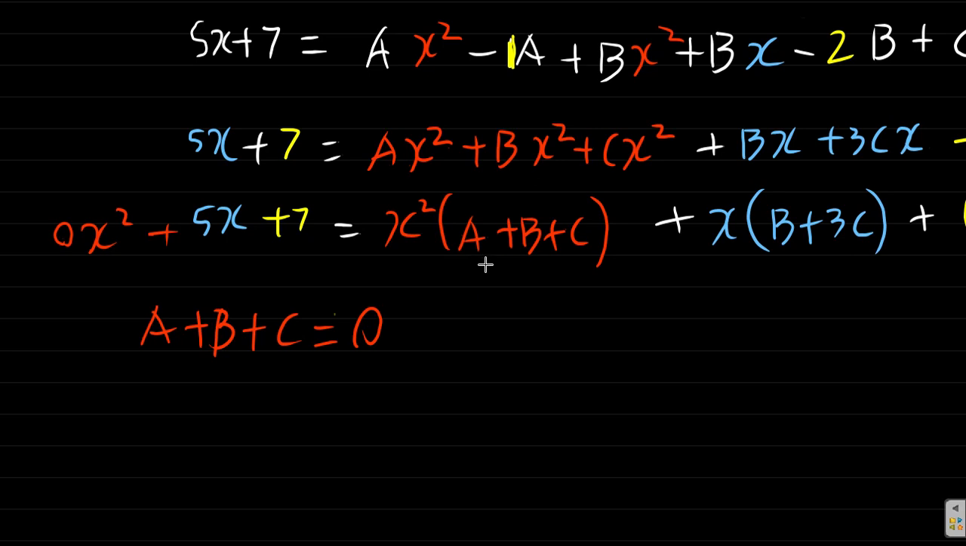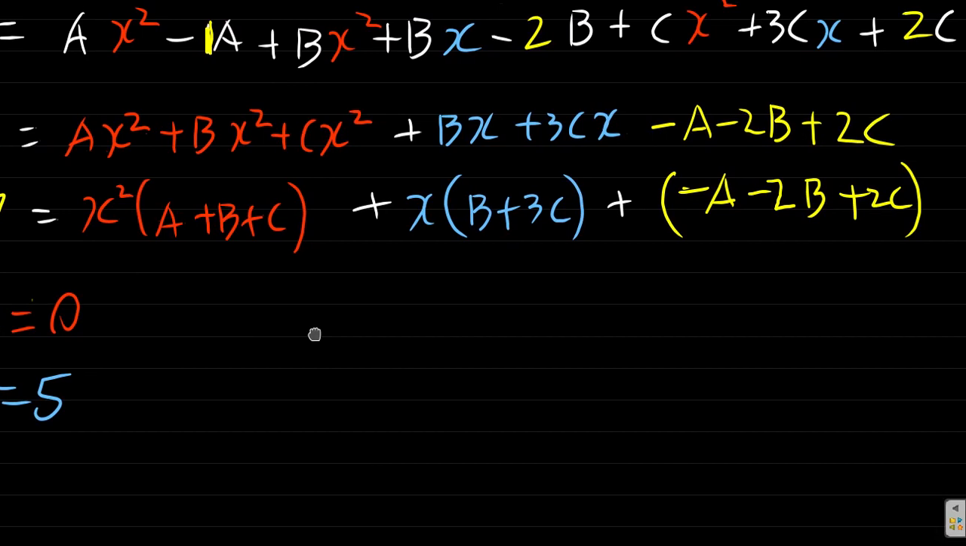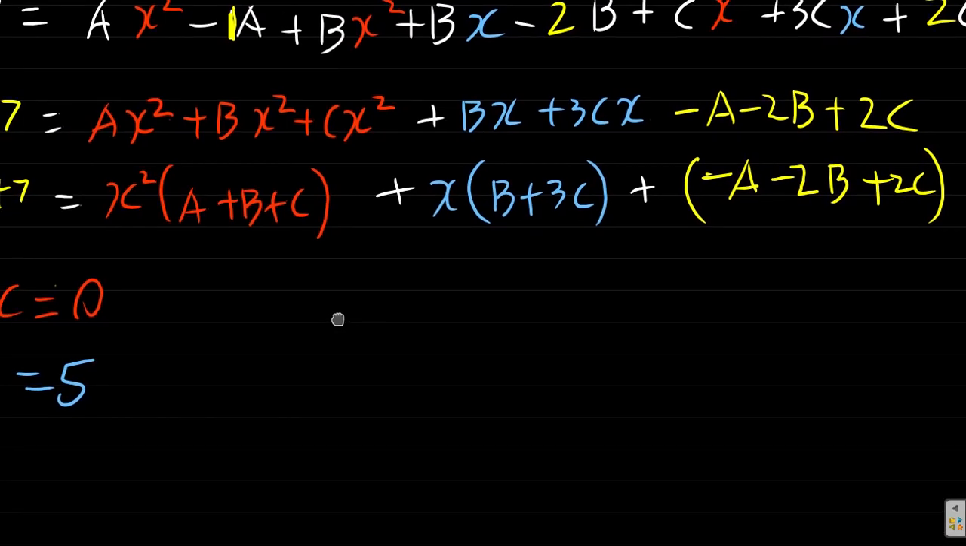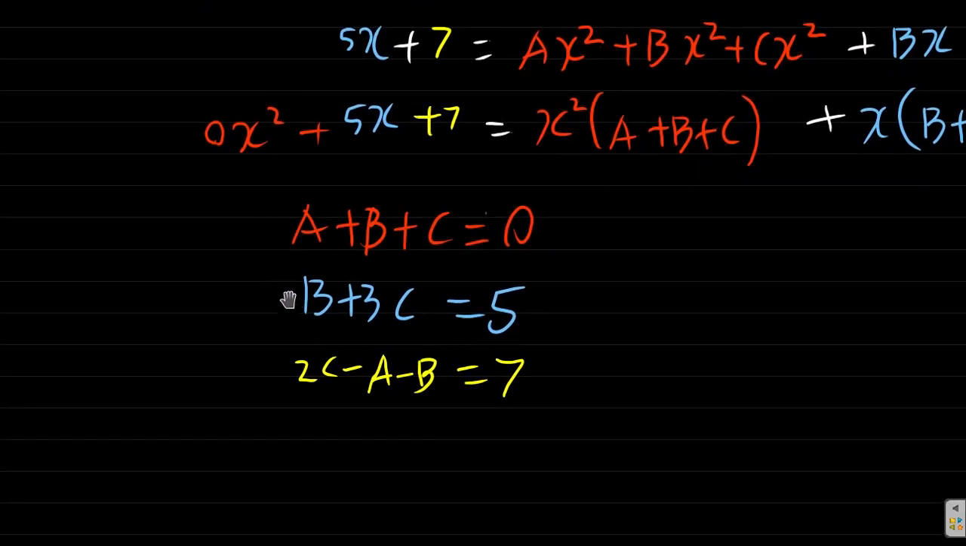See that? 0, left and right are equal. So 0 times x squared is equal to a plus b plus c times x squared. Then here, 5 times x is the same as b plus 3c times x. So that means b plus 3c must be equal to 5. And then 7 is equal to, let's put the positive one first, 2c minus a minus b. So we have 2c minus a minus b is equal to 7. Well, we have 3 simultaneous equations to solve. Now, let's see what we can do with this.